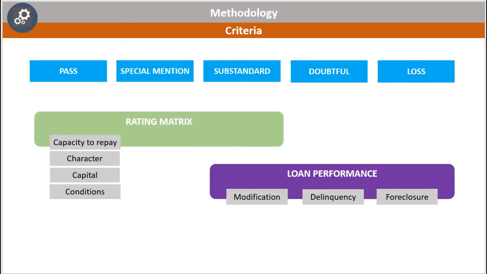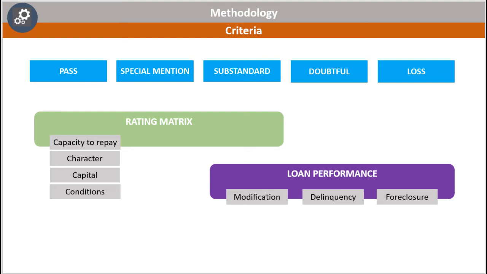Once you decide on how many categories you have and their meanings, next you would need to think about which criteria to evaluate. These would be typical criteria used during underwriting. The first one is capacity to repay, which is whether the business can generate sufficient cash flow to cover expenses and repay the loan. The second is character. It's the willingness to pay in addition to ability to pay.